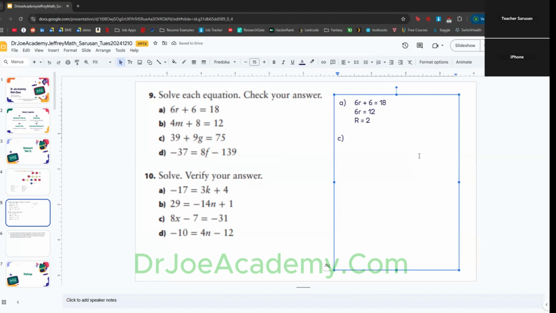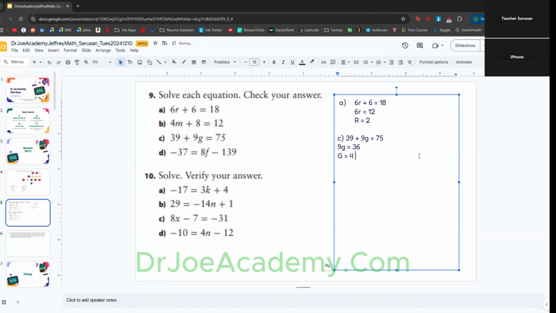Let's do question C, 9C. G equals 4. Perfect. So 9G equals, what does that equal? 36. G equals 4. Perfect.